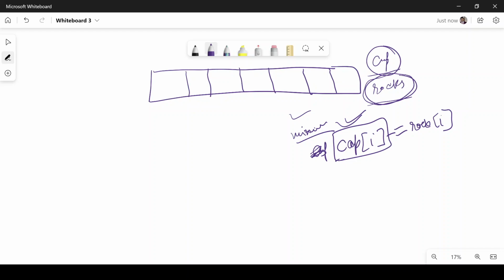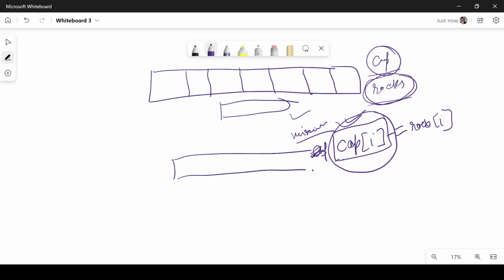Now, since we have only some additional rocks, we sort this array, capacity of I. That means we will have the bags in the order that the bag requiring the minimum number of rocks to get filled will be at the beginning, going in increasing order of the new capacity. Then finally we traverse the array and see, for each index I, whether this bag can be filled by the given number of rocks that we have. And then we return the final answer.